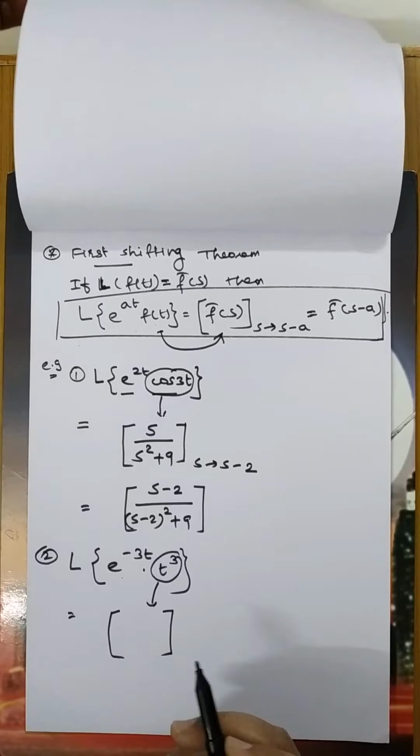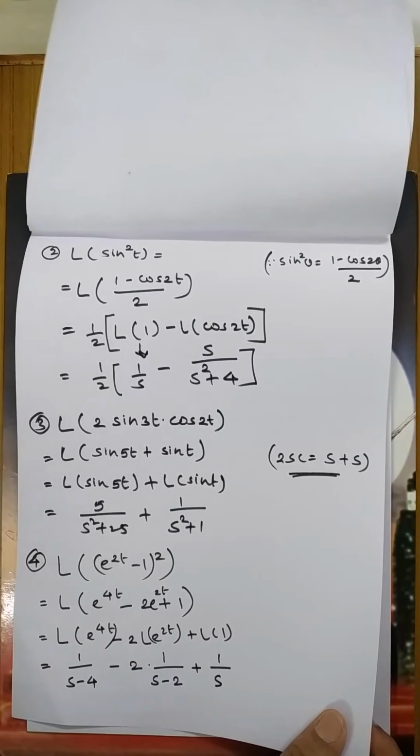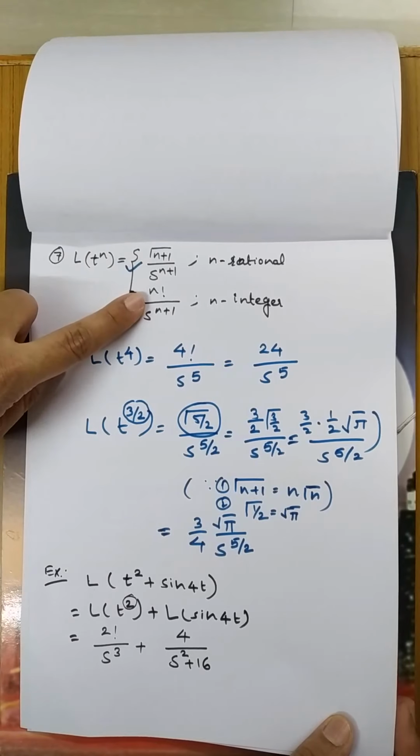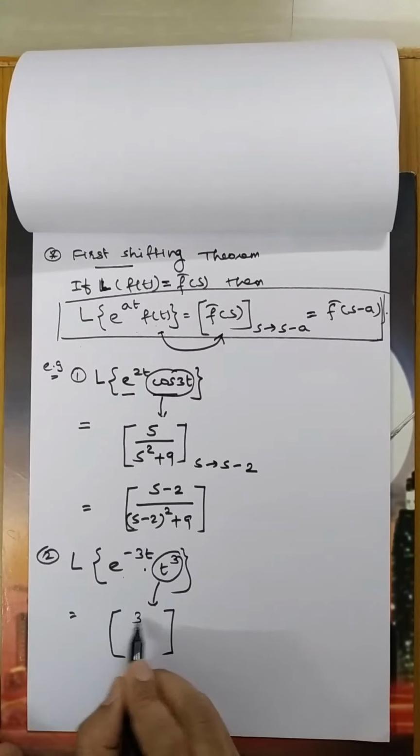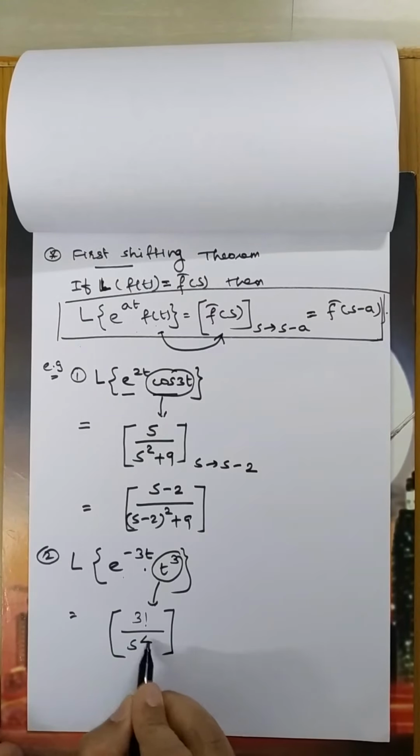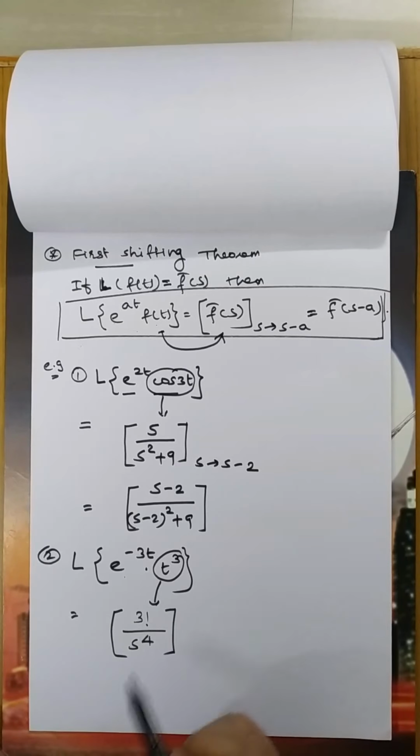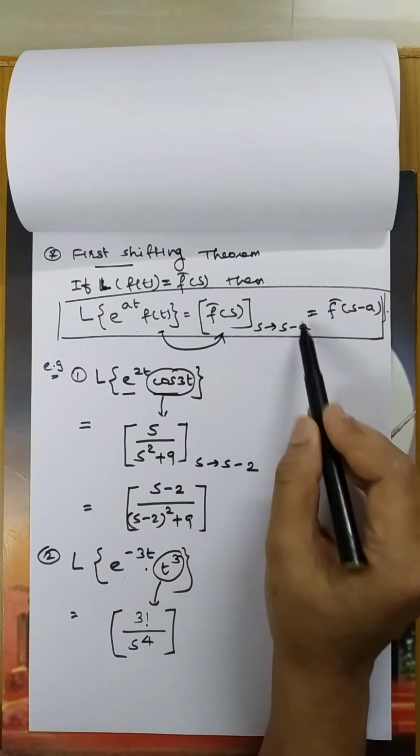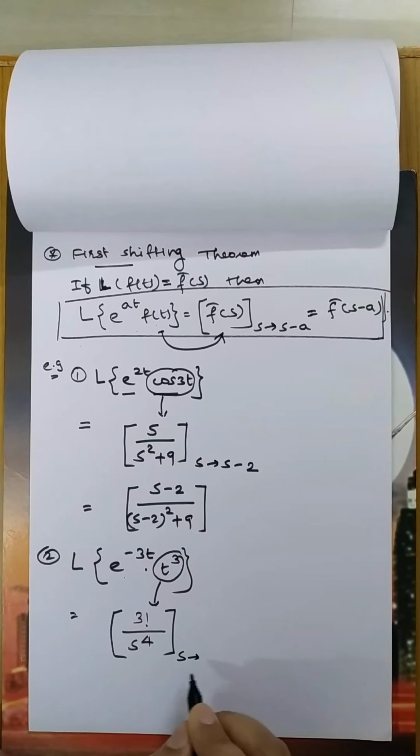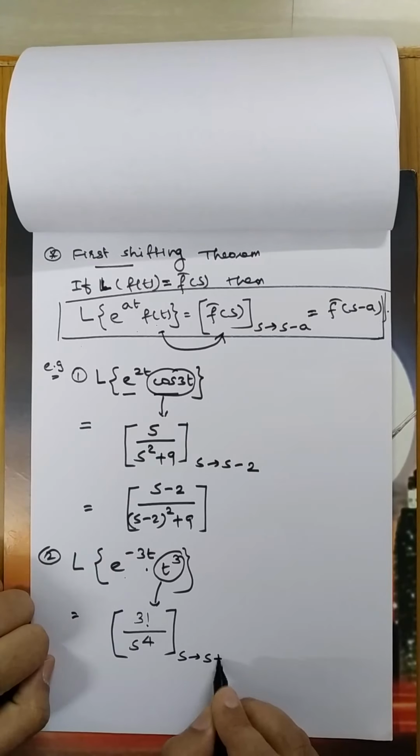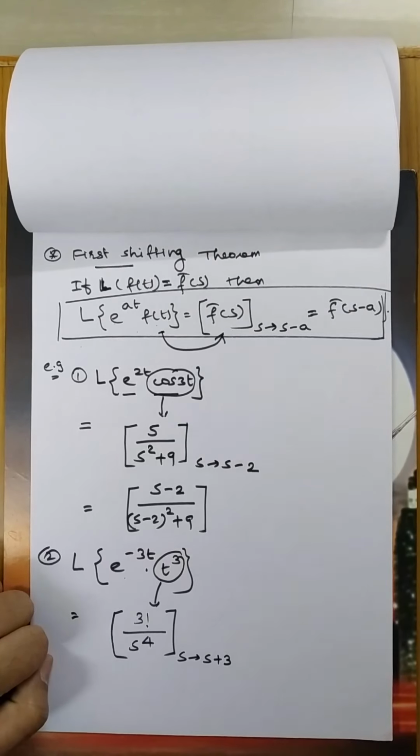What is Laplace of t raised to 3? You can refer to formula 7, t raised to n, where n is an integer, n factorial by s raised to n plus 1. So 3 factorial by s raised to 4. Okay, this is the Laplace of f of t and it is denoted by f bar s. Now one last step, we will move on to shifting. s tends to s minus a, but a is minus 3. So here we have to write s plus 3.